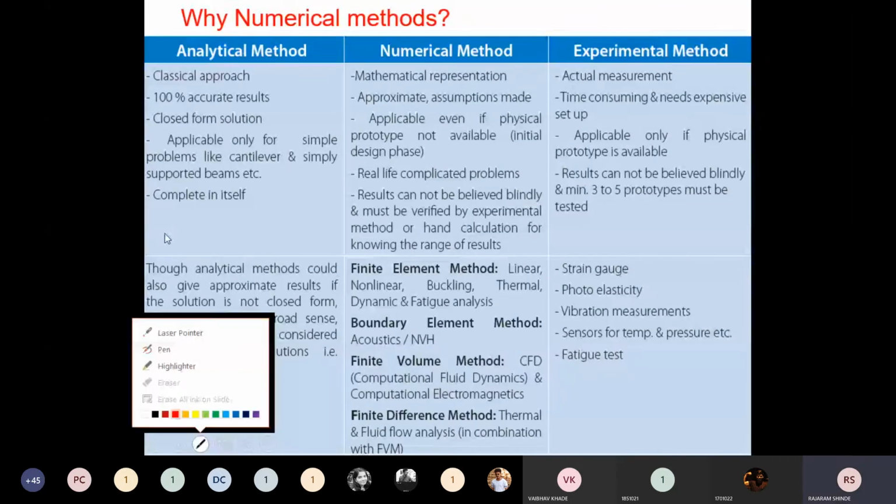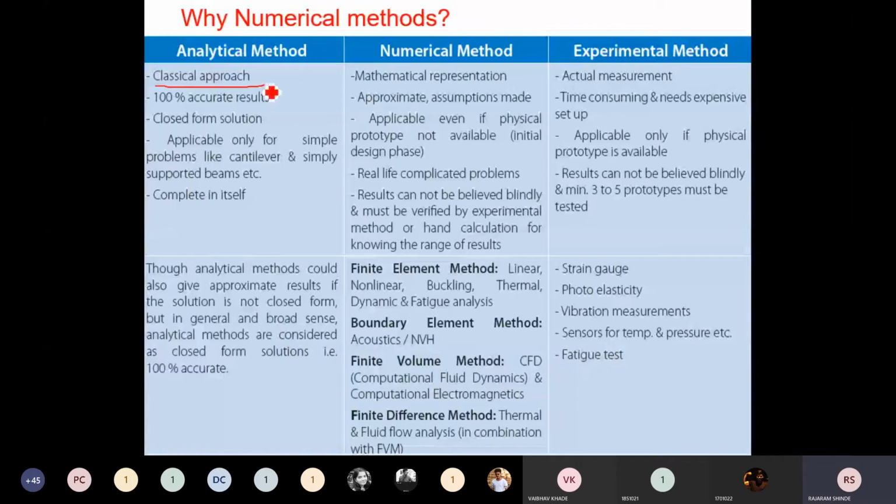It is the classical approach because we are using directly available equations. Now we are using available equations and solving the problems. When we solve the problems by using available equations, you will get 100% accurate results. Means the analytical method is a 100% accurate method. Now, as it is a 100% accurate method, we will get the closed form solution.